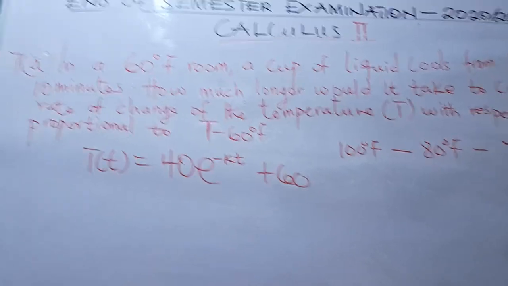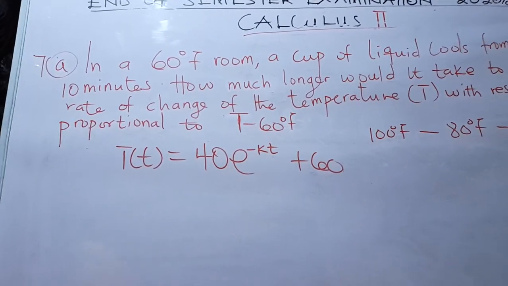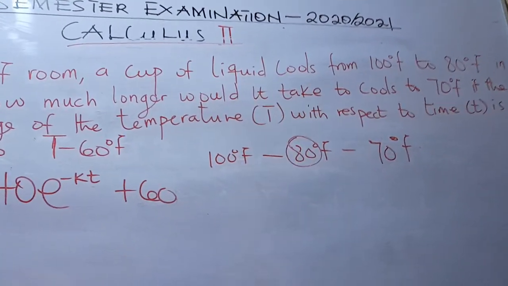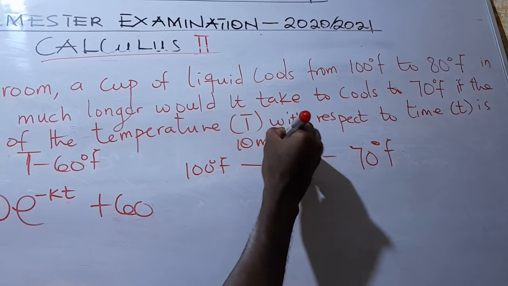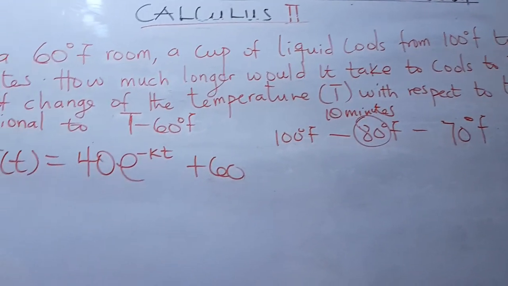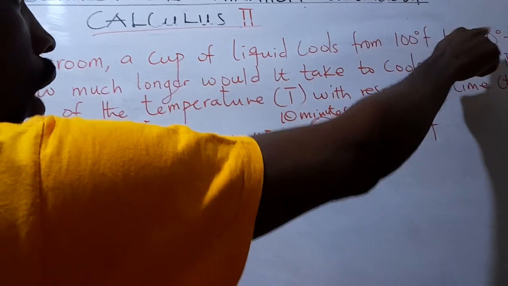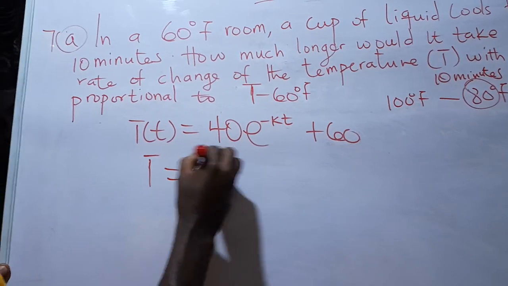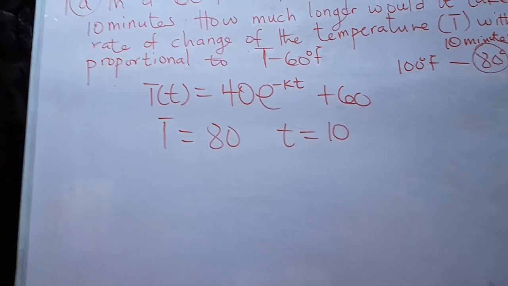So the next thing is to find this constant k also. So we managed to find our C. We replace the C, and we get T of t is equal to 40 e exponent negative kt plus 60. We need to find this k too. When the temperature reduced to 80 degrees Fahrenheit, it took 10 minutes. So the liquid cools from 100 degrees Fahrenheit to 80 degrees Fahrenheit in 10 minutes. So we can say that when capital T was 80 degrees, the time taken was 10 minutes. So we can substitute that to find our k.